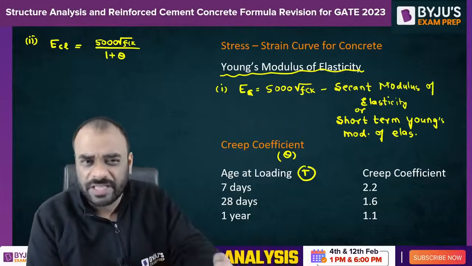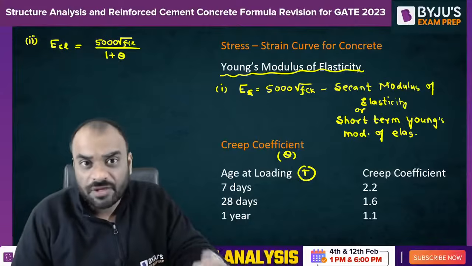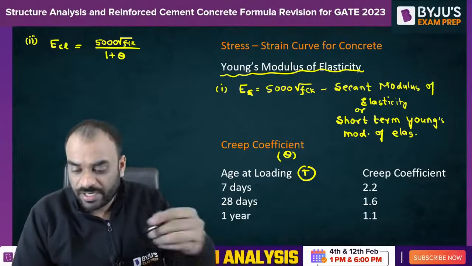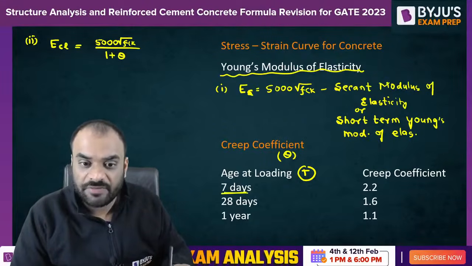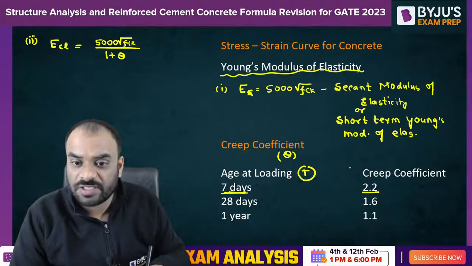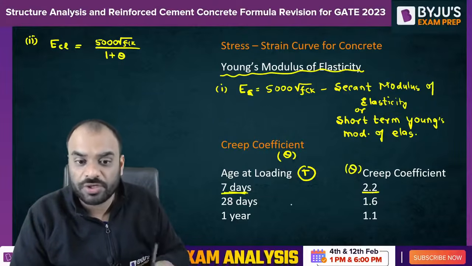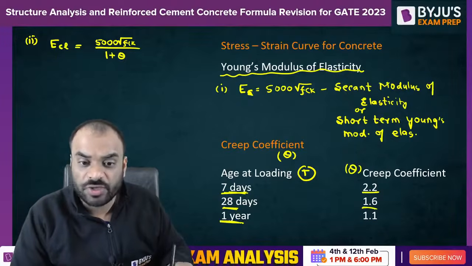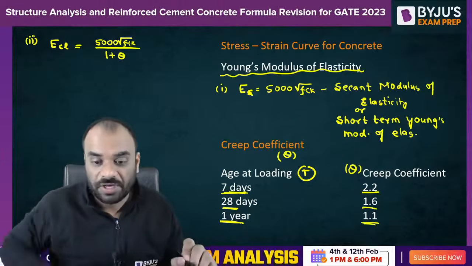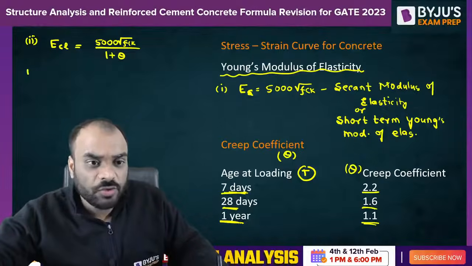Now, what is age of loading? The time after which the structure will be loaded, right? So after 7 days, if it is loaded, then the creep coefficient theta should be taken as 2.2. If it is 28 days, then it is 1.6. If it is 1 year, then it is 1.1. Okay. And let me tell you one more thing, guys.